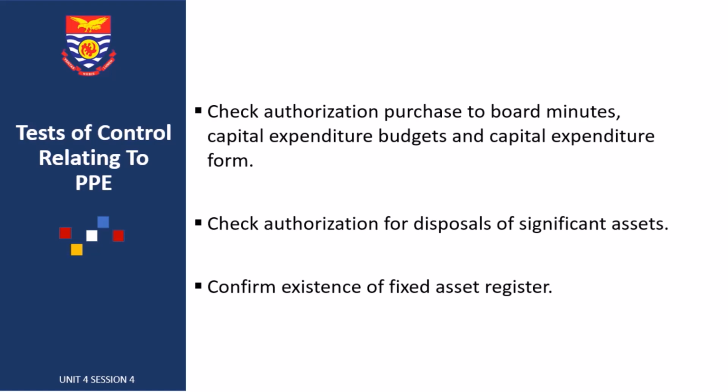Then we also have as a test of control, you have to confirm the existence of the fixed asset register. So you take the assets, what are the additions, what are the subtractions, is there any valuation that is affecting the value of the assets? We have to confirm the existence of this particular fixed asset register and go into detail on what it needs to capture. The carrying value of the asset will be disclosed. The depreciation will also be disclosed on this particular register.